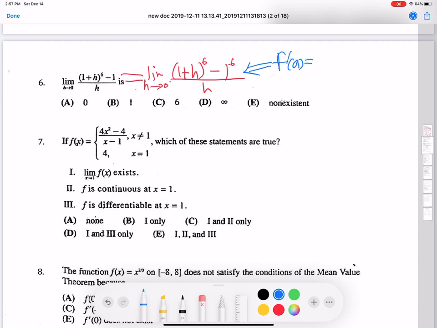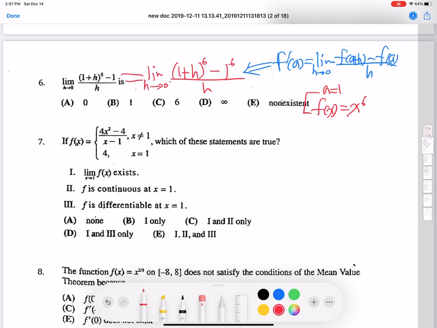The limit definition of f prime of a is the limit as h approaches 0 of f of a plus h minus f of a over h. In this case, what is a? So (1 plus h) to the 6th power, right? The formula is f of a plus h, but here there is 1 plus h. That means a equals 1, and f of a plus h is (1 plus h) to the 6th power, right? Which means f of x is going to be x to the 6th power.